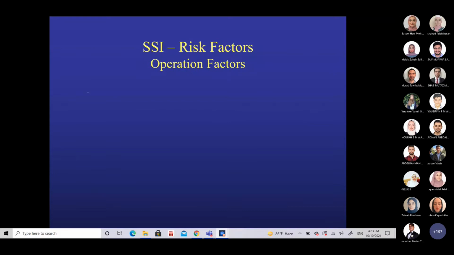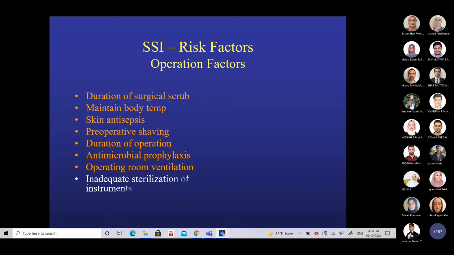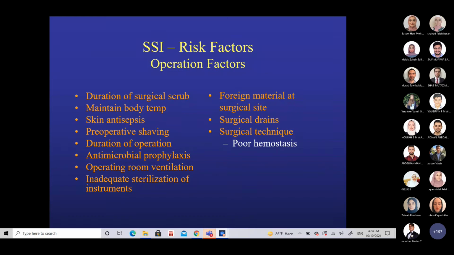Risk factors for surgical site infections. Of course there are many factors, and we will come across the most important ones. As we said, we divide them into different classifications. Some of these are operation dependent factors, for example body temperature, antiseptics, duration of surgery, antibiotic prophylaxis, ventilation system, foreign bodies, drains, technique, hemostasis, etc.